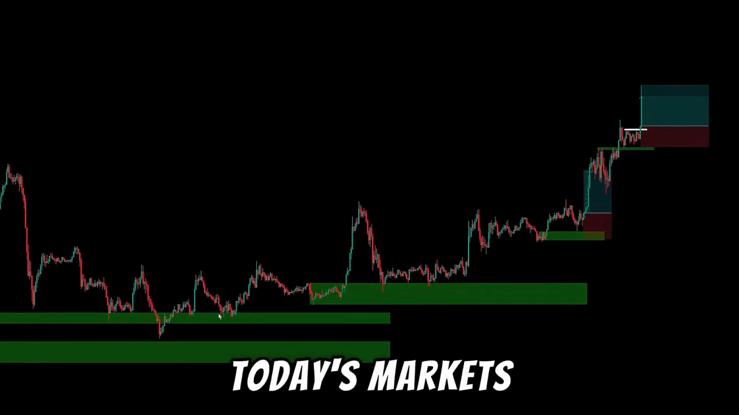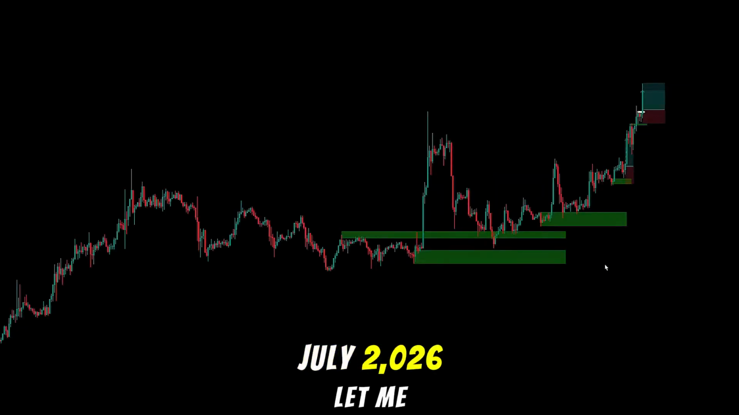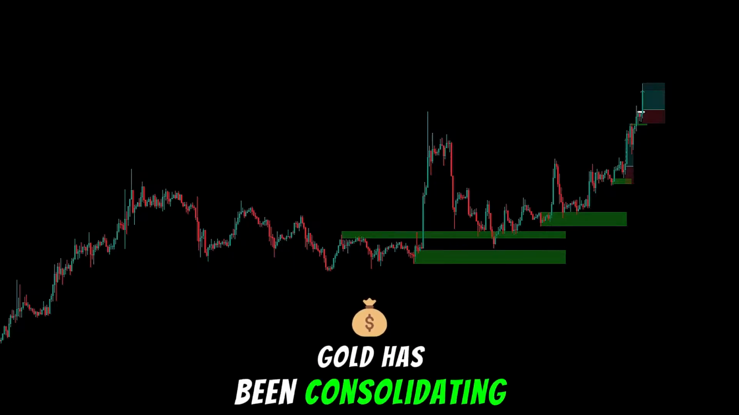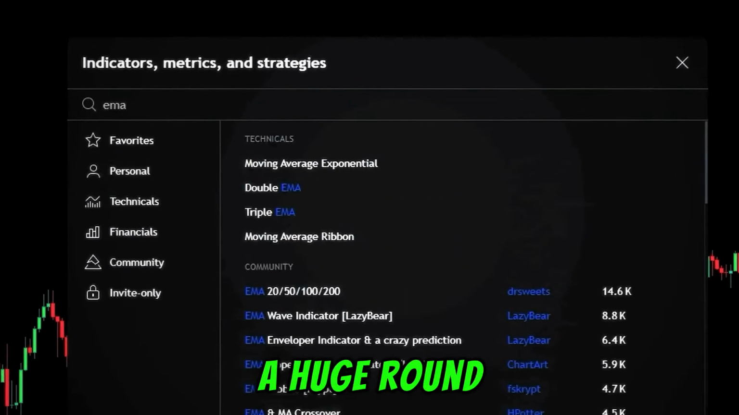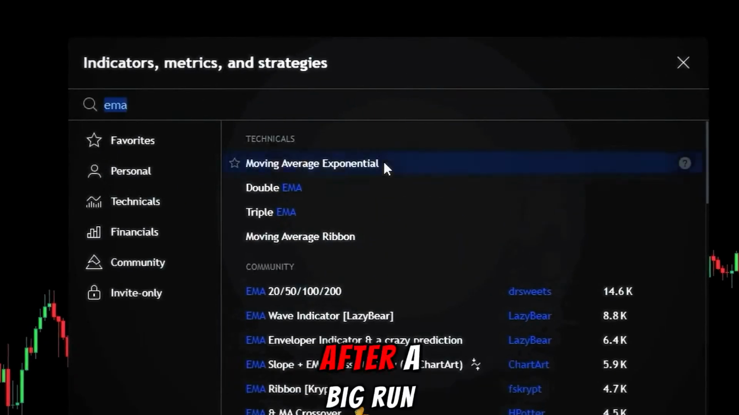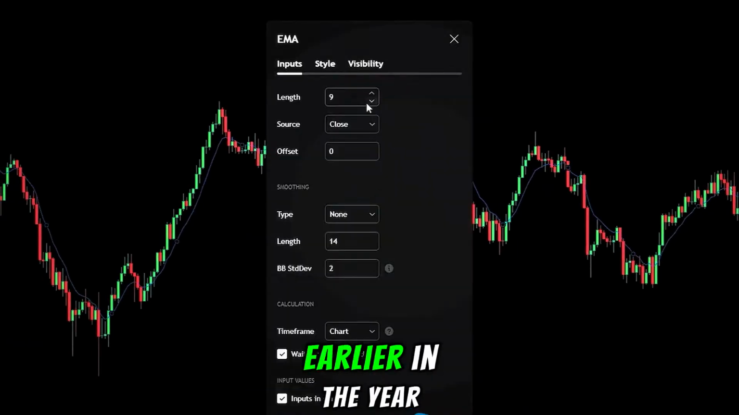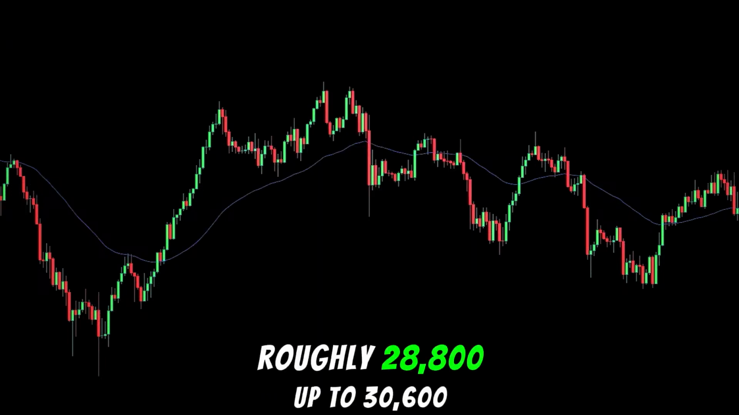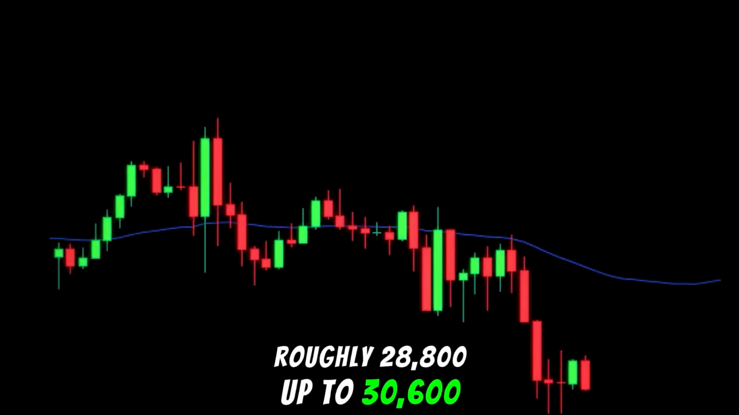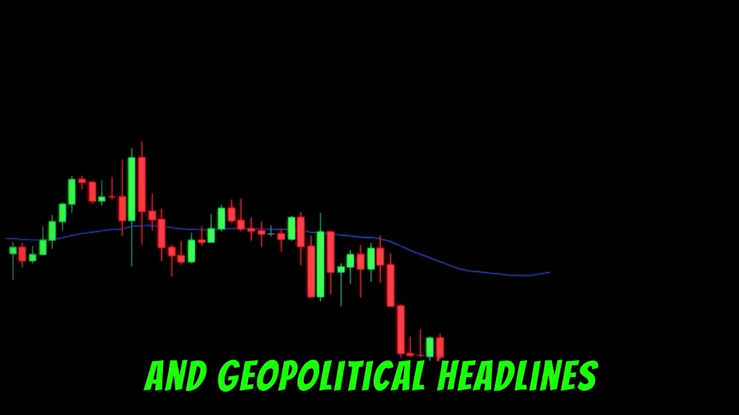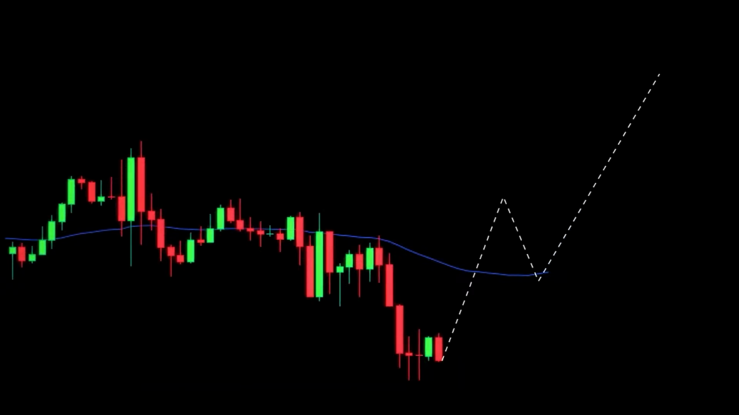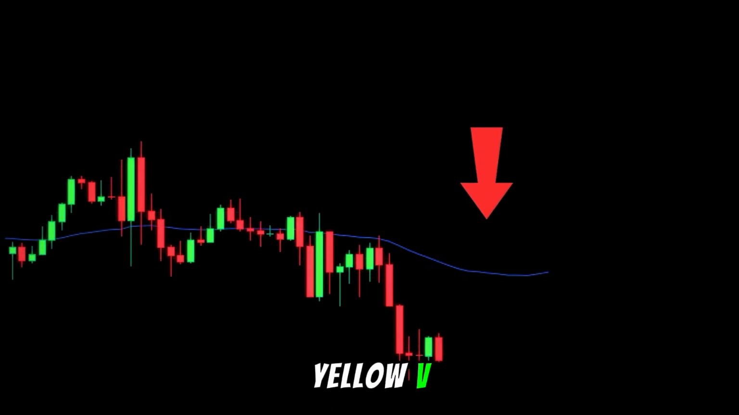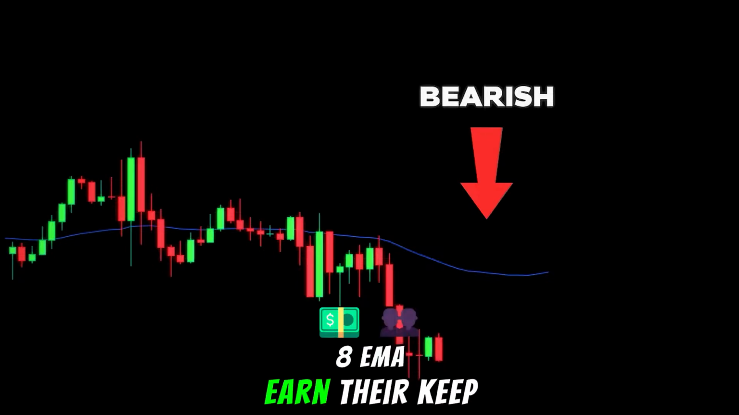Applying it to today's markets, July 2026. Let me anchor this to real markets as I record. Gold has been consolidating around the 4,000 mark, a huge round number, acting as the session pivot after a big run and a sharp correction earlier in the year. The Nasdaq 100 has been chopping in a broad band, roughly 28,800 up to 30,600, jittery on rate and geopolitical headlines. Both are liquid, both trend cleanly intraday, and both are exactly the kind of instrument where a yellow VWAP and a blue 8 EMA earn their keep.